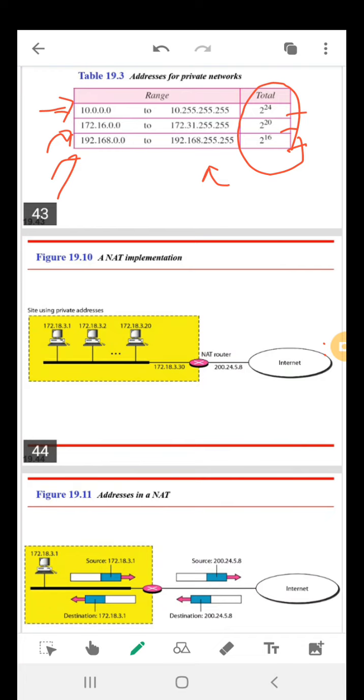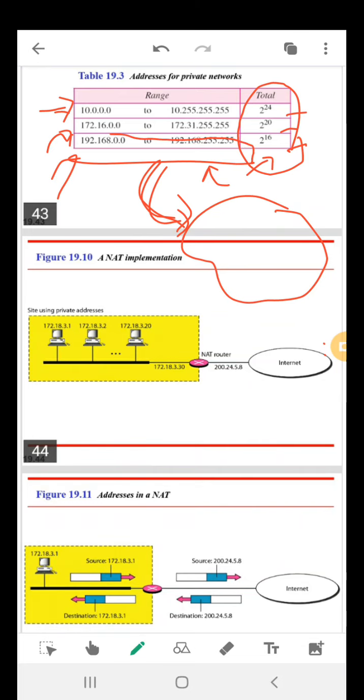Now, what is the significance of private IP addresses? An organization can internally use any of these IP addresses without buying them. You need not register these IP addresses with any ISP. You need not buy them. They can be used by any organization. For example, if I have 2 raised to power 16 computers, then let us take the third range and assign it to all my hosts.